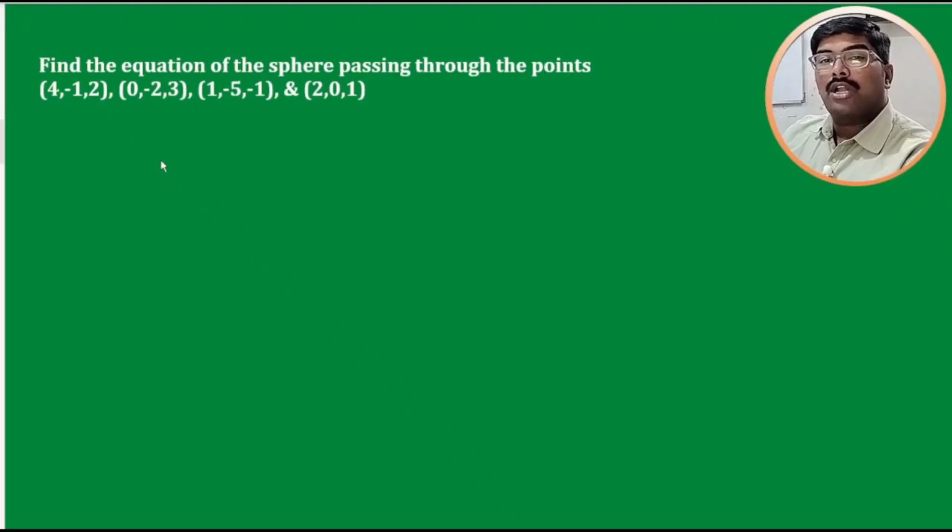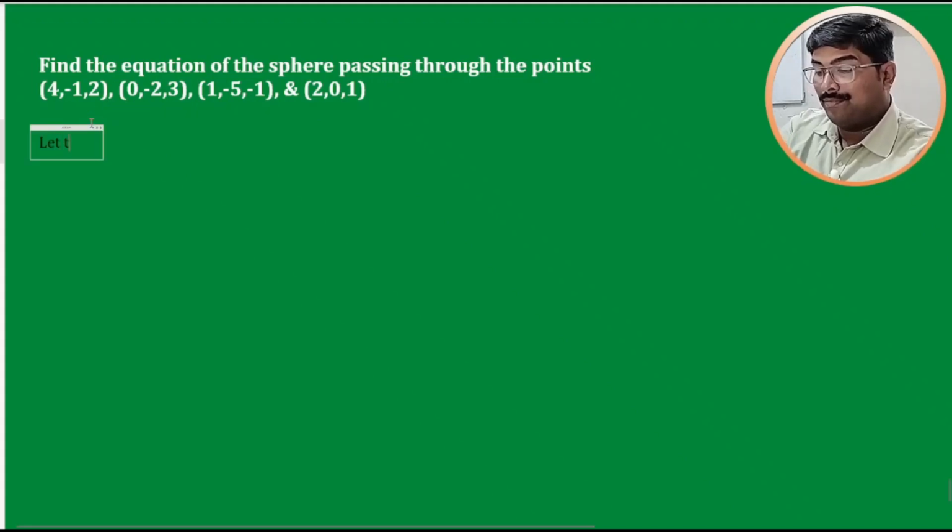Find the equation of sphere passing through the points (4, -1, 2), (0, -2, 3), (1, -5, -1) and (2, 0, 1).